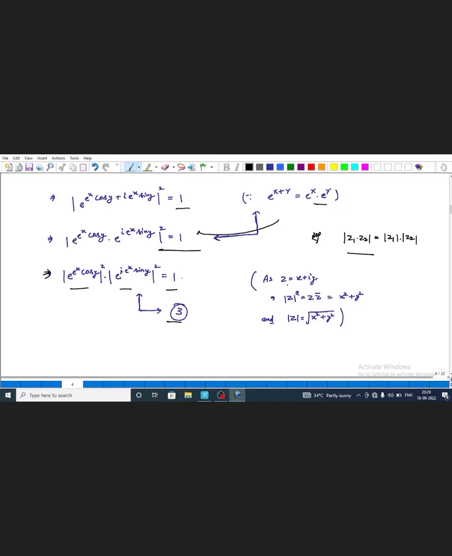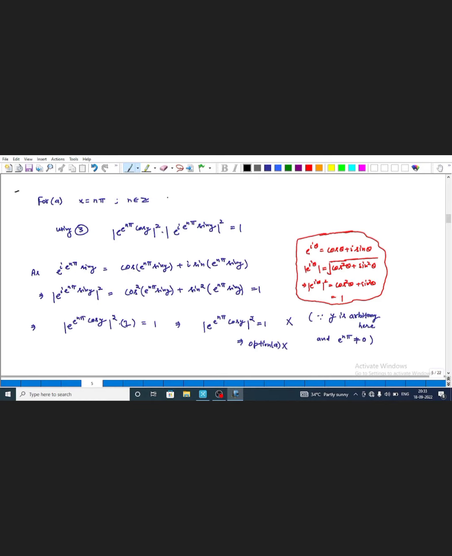Also, as we know that z equals x plus iota y, this implies that the square of mod of z is equal to z into conjugate of z, which equals x square plus y square. We can verify this. Further, it implies that mod of z is equal to the square root of x square plus y square. Now come to option A.